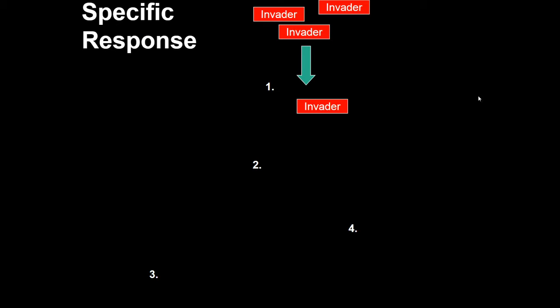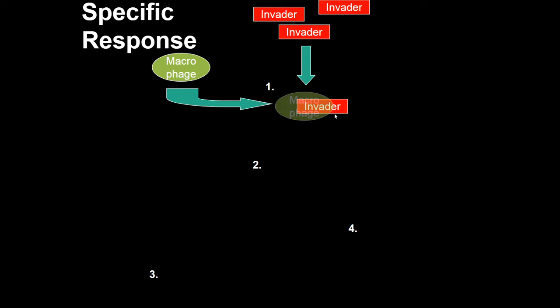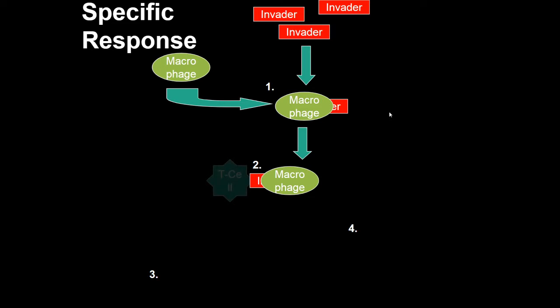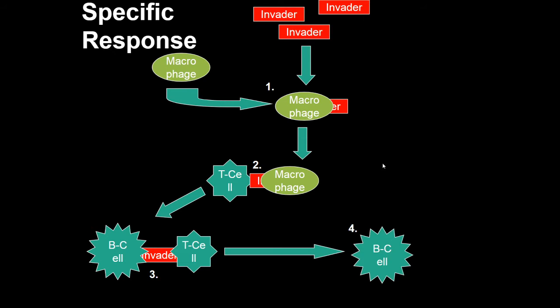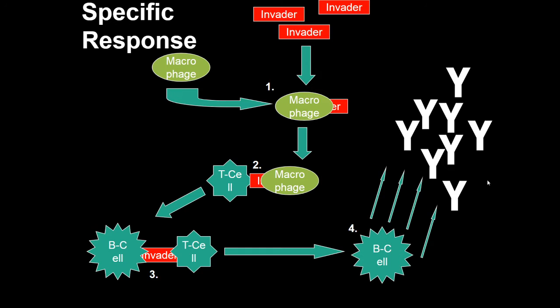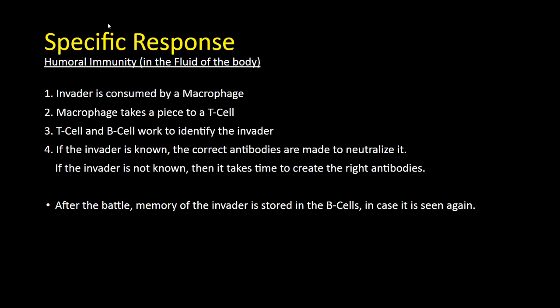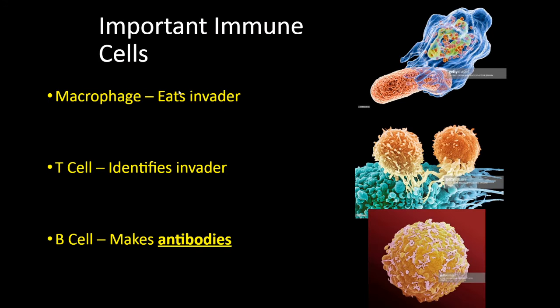The specific response is pretty straightforward. So, whenever something bothers you, inflammation will occur. Then the specific response will trigger as well. Assuming that a macrophage can come in and eat that invader, then it's going to take a piece of that invader to a T cell. The T cell is going to work to identify it by sharing that piece with a B cell. And then the B cell, if it recognizes it, will start making all the different antibodies that you need. This is the step by step for it.